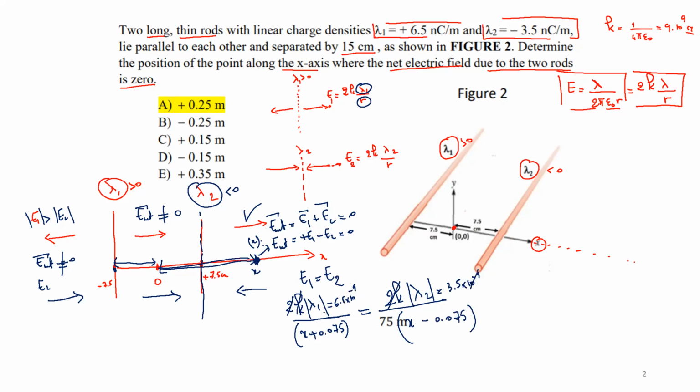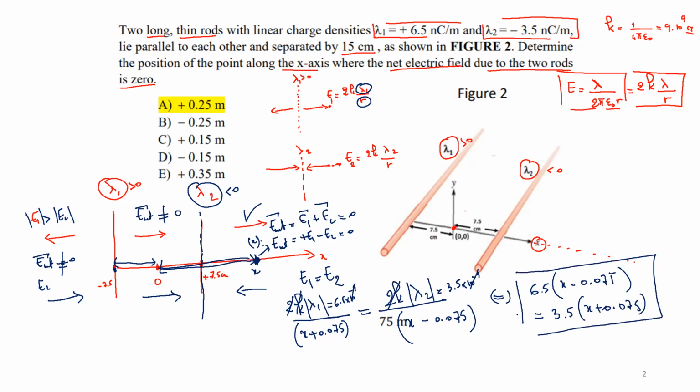Of course, the 10 to the power minus 9 will simplify, and I will have this equation here, which is 6.5 times x minus 0.075, and this should be equal to what? 3.5 times x plus 0.075. Let me solve this problem. Of course, you know how to solve this equation. I'll get an x, which is equal to 0.25 meters, which is x equal to 25 centimeters.